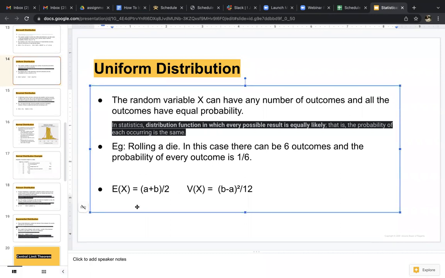The data is uniformly distributed. So in uniform distribution, you can find the expected value by taking A and B, which are nothing but the lower and the higher value range. So A is your lower value limit, B is your higher value limit. And the variance can be found by the upper minus the lower bound squared divided by the number of outcomes.